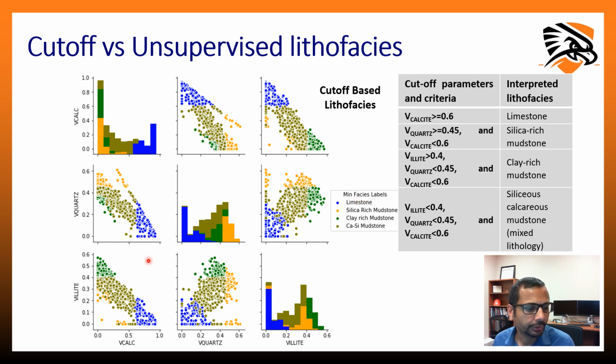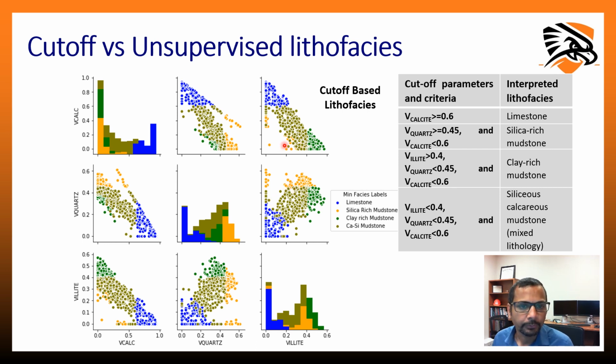So here you can see on the cross plots that the points are kind of forming clusters with similar colors. For example, here with the calcite cutoff, we can see the limestone getting separated quite well, and some other facies are also showing up really well. But there are few points which are scattered. For example, if you look at the silica rich mudstone, they are quite scattered in different plots.